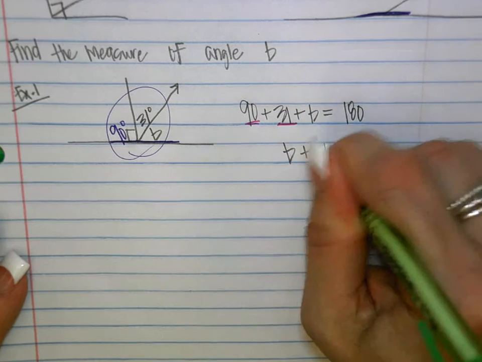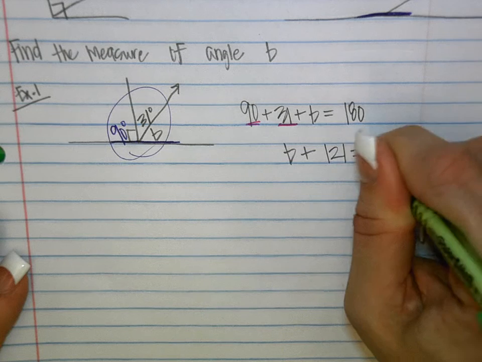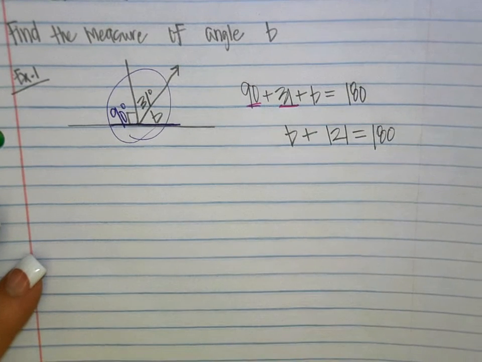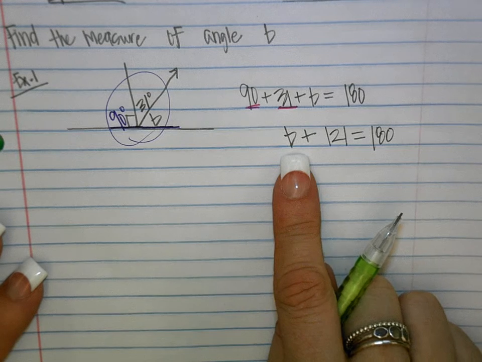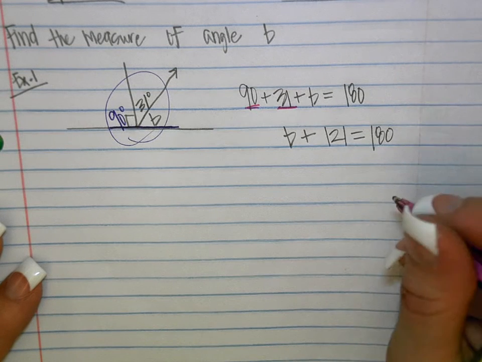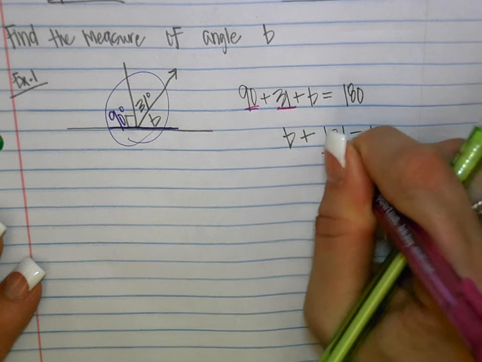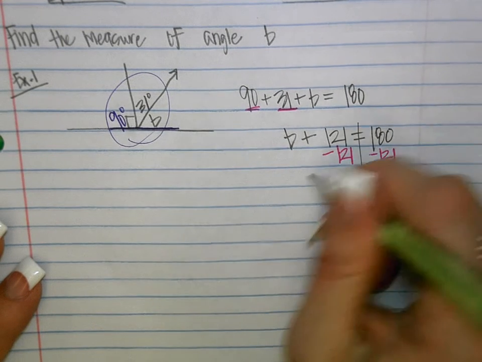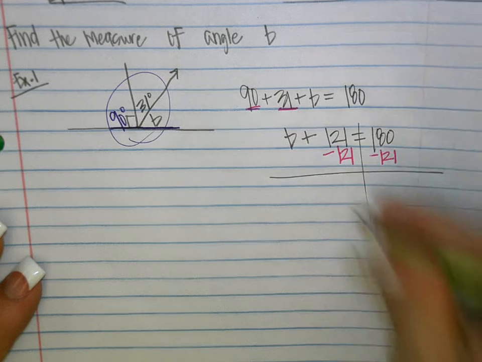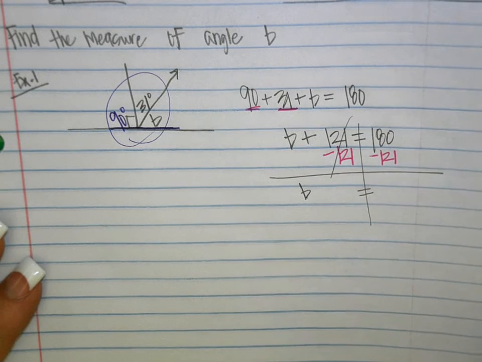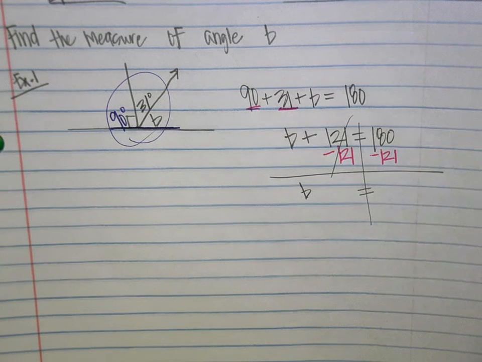121 equals 180. Remember, we're solving for B, so you're trying to get B by itself. So to undo the 121, do we add, subtract, multiply, or divide? Subtract, so subtract 121 from both sides. Put in that imaginary wall if you need to. B, these go away, equals, what's 180 minus 121?